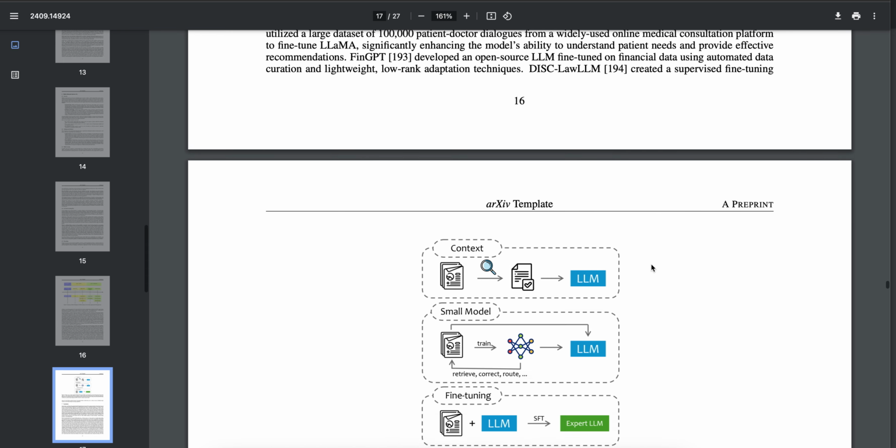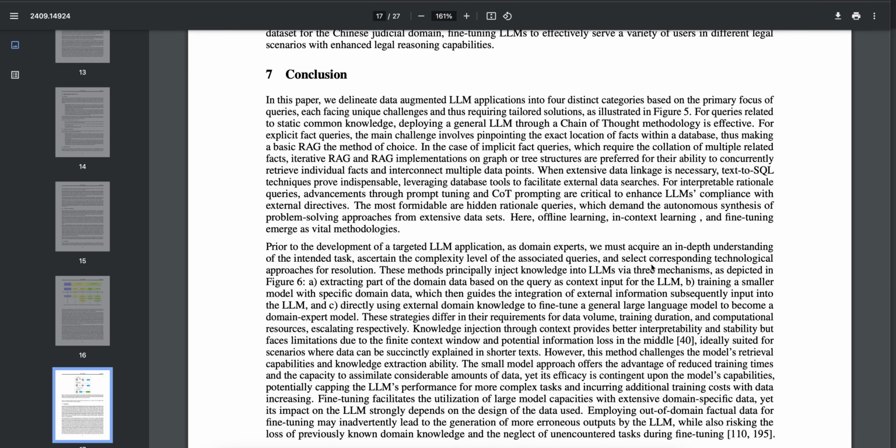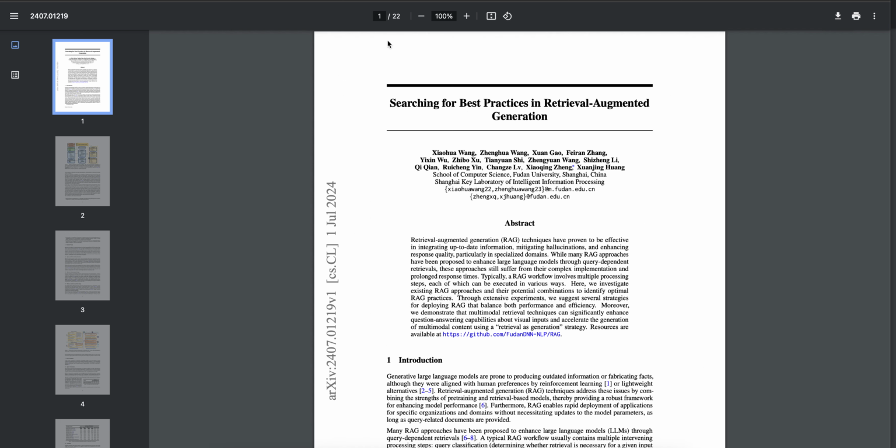So yeah, guys, that was it for the video. On the conclusion, you guys can read. It's a very good paper, and I would highly suggest you guys read this paper and one more paper that came, I think, this year only, in July. This paper, Searching for the Best Practices in RAG, is also a very good paper when it comes to RAG techniques that you guys can follow every time you are experimenting on different aspects of RAG.